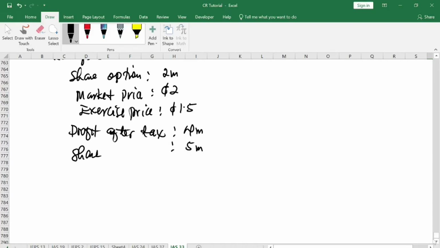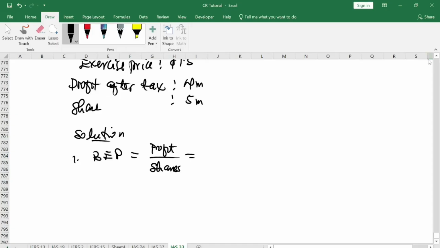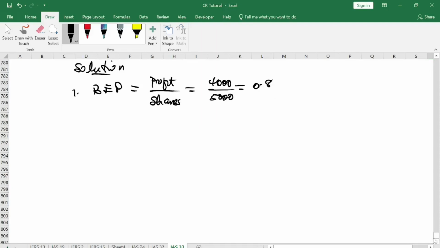So first, find the basic earnings per share. Basic earnings per share is profit over your shares, or your weighted average number of shares. The profit is 4 million, and the shares are 5 million. That gives you 0.8.